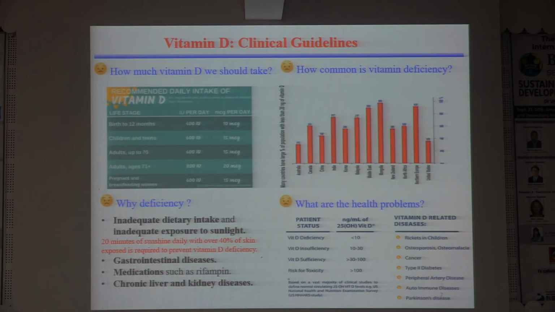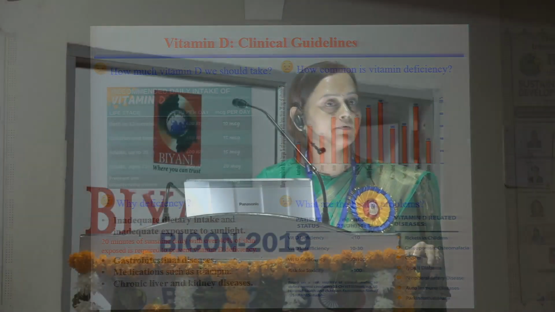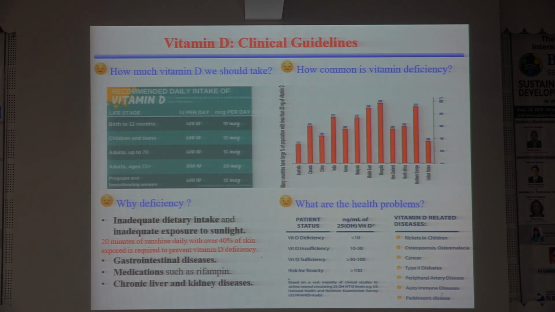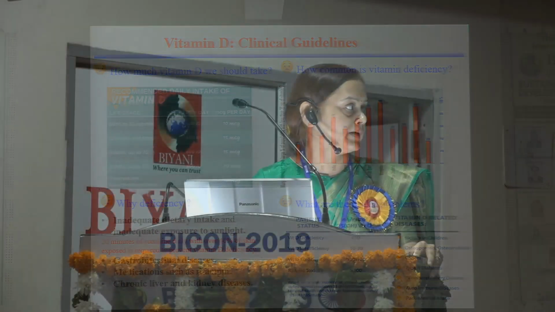Now this slide is showing the clinical guidelines. You may have such questions in your mind: first, how much vitamin D should we take every day? Children and adults up to the age of 70 need around 600 international units, or 15 micrograms per day. Above the age of 71, the vitamin D requirement increases to around 800 international units, or 20 micrograms per day.